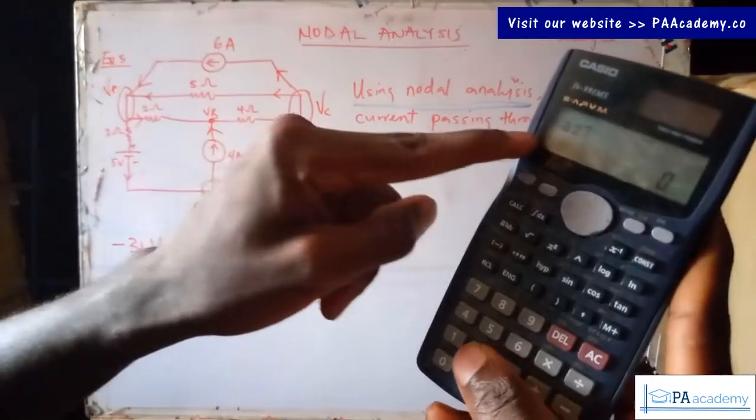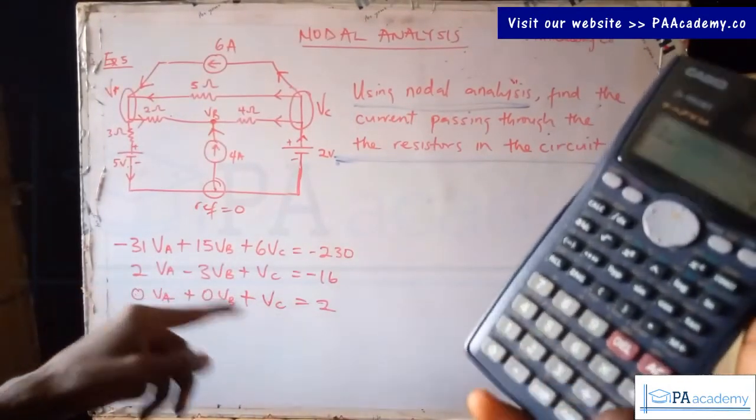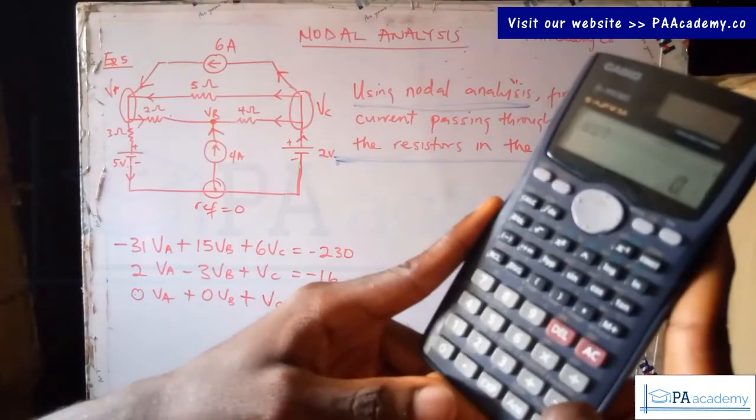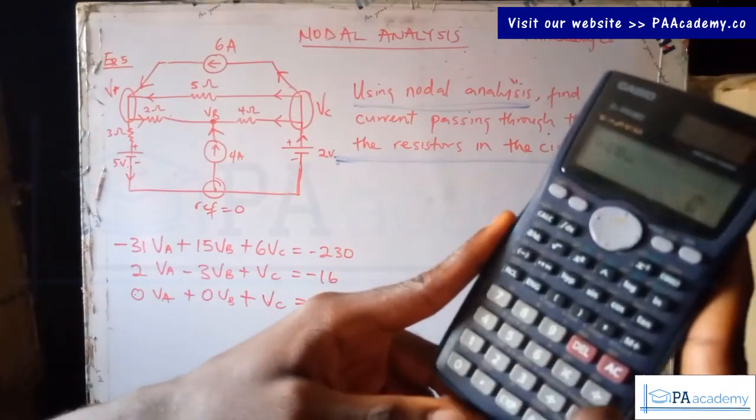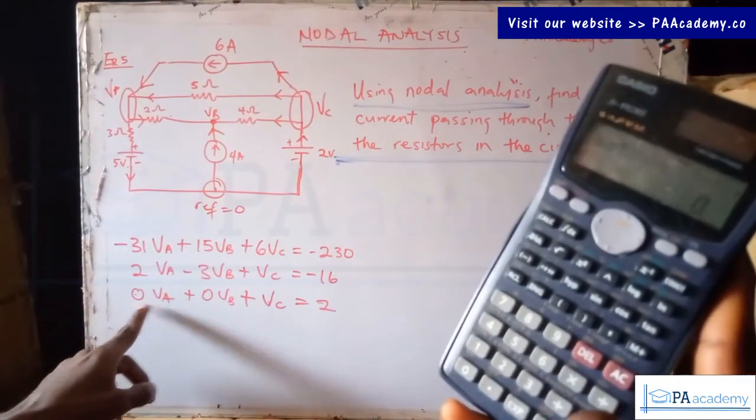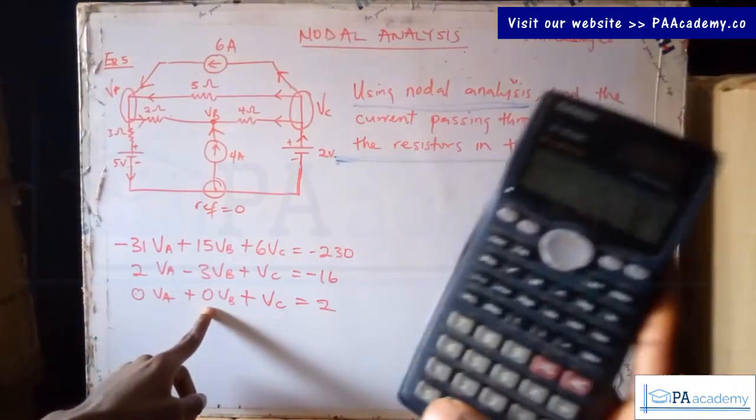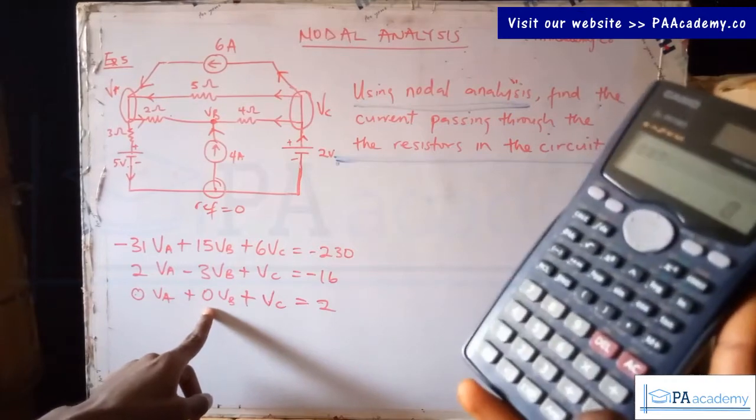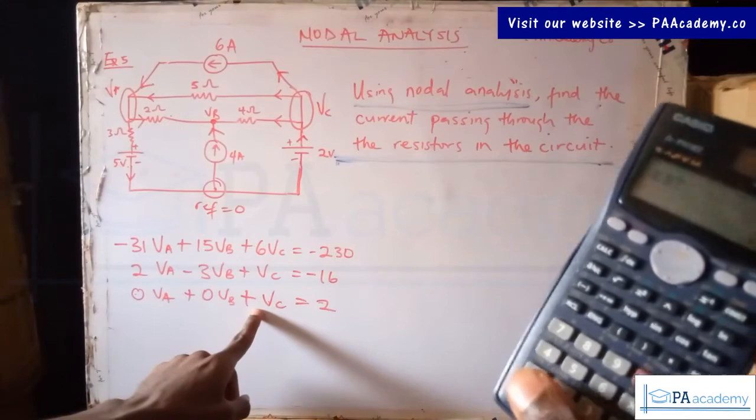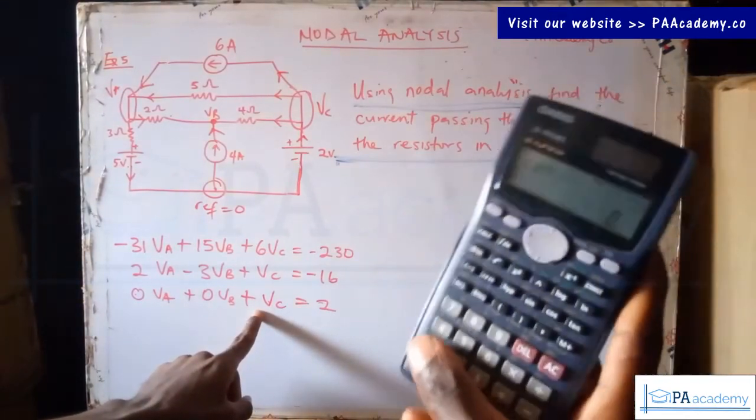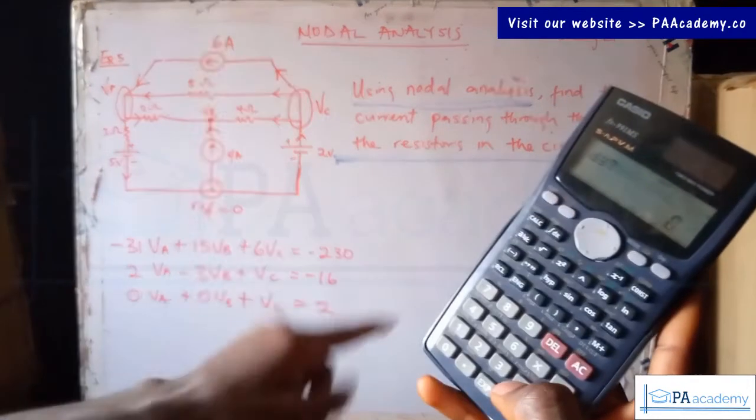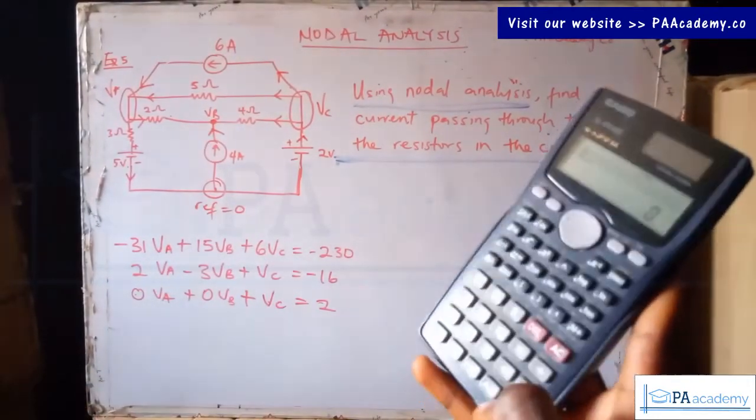So A2, the value here is 2. Then minus 16. So A3, you put in 0. For B3, which is 0. And then for C3, the value here is 1. That is like 1 VC. I hope you can see it. And then for D3, which is this, you put in 2.